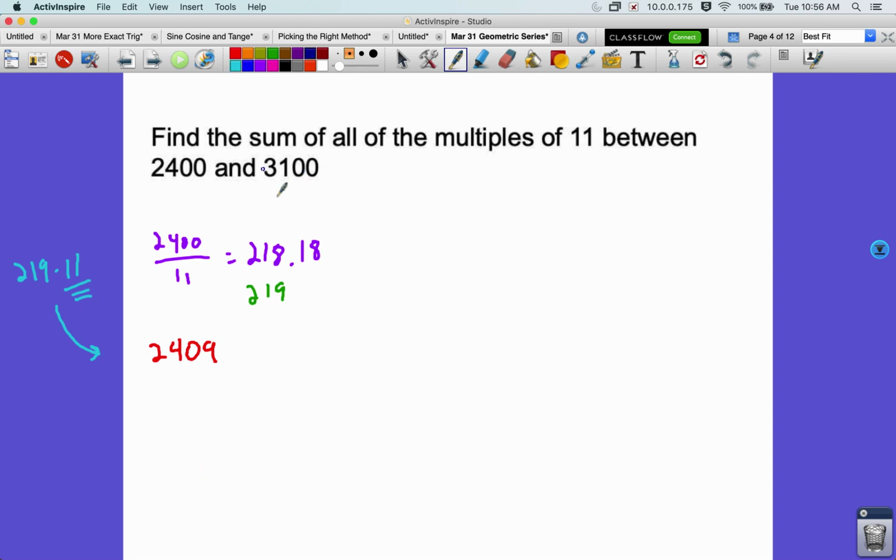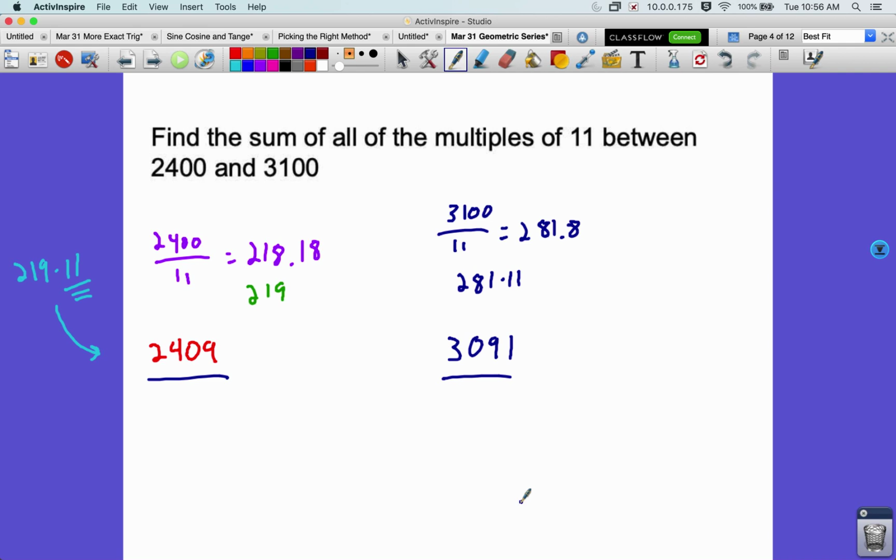All right, now what's my biggest multiple less than 3,100? Well, let's do 3,100 divided by 11. Maybe it will be a multiple. It's not, but I get 281.8, so I know it's going to be 281 times 11. So 281 times 11 gets me 3,091. That's the biggest multiple of 11 less than 3,100: 3,091. So that's my biggest term.